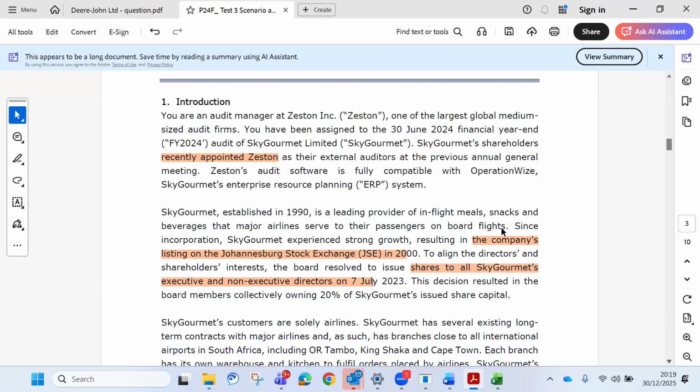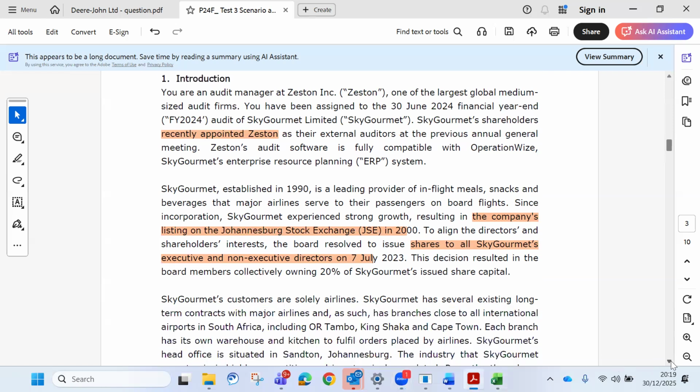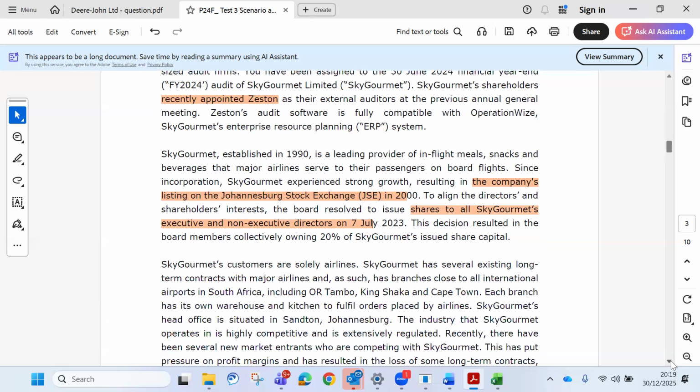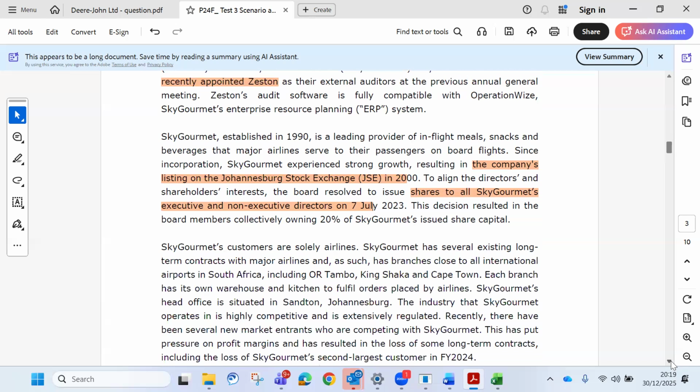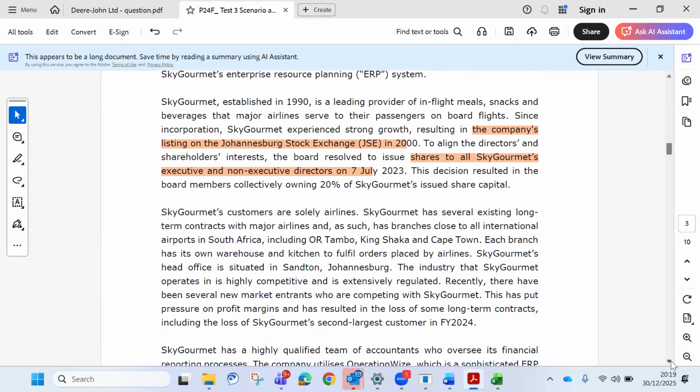When I check the message. Yes, exactly. Sky Gourmet's customers are solely airlines. Sky Gourmet has several existing long-term contracts with major airlines and as such has branches close to all international airports in South Africa, including OR Tambo, King Shaka, and Cape Town. Each branch has its own warehouse and kitchen to fulfill the orders. The head office is situated in Sandton, Johannesburg.